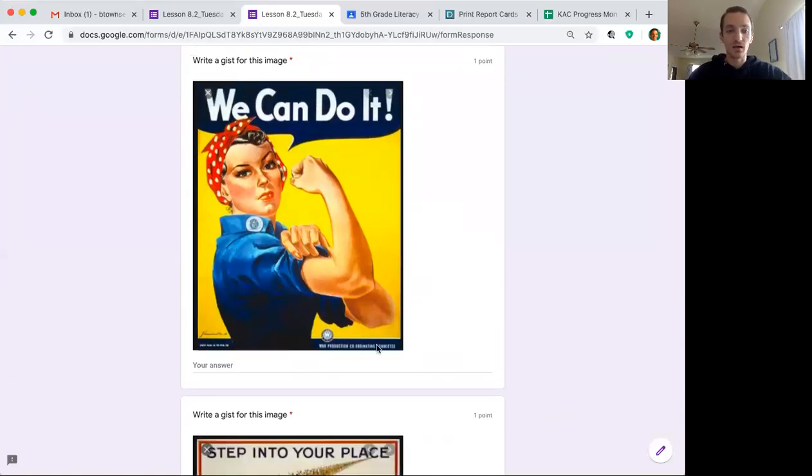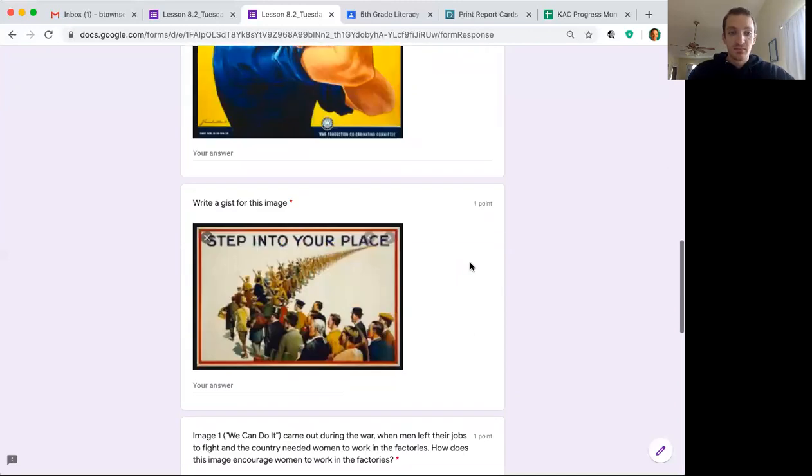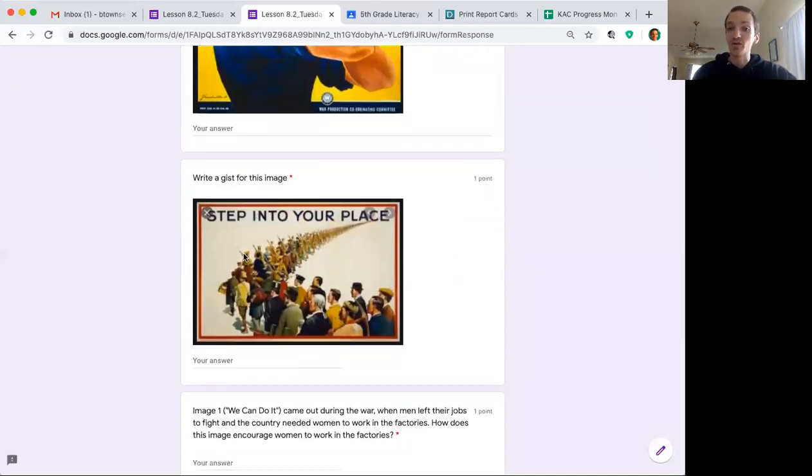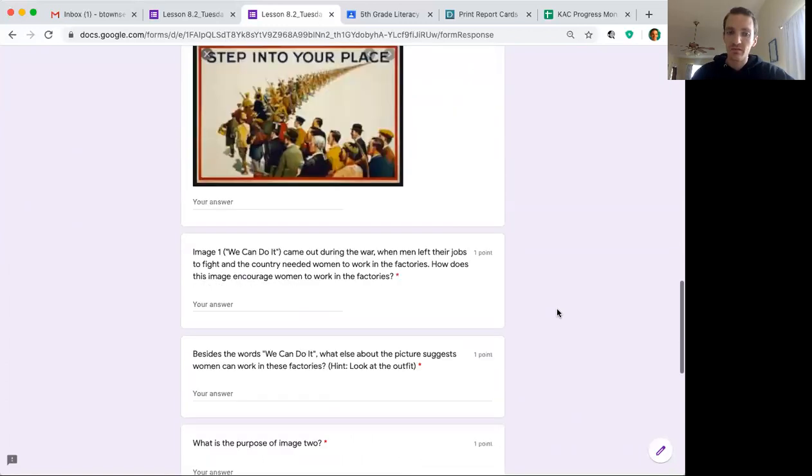This is an image. It was a poster. It says, "We can do it." Second image says, "Step into your place." For the first question, we're going to look at image number 1. Image number 1, we can do it, came out during the war when men left their jobs to go fight and the country needed women to work in the factories.